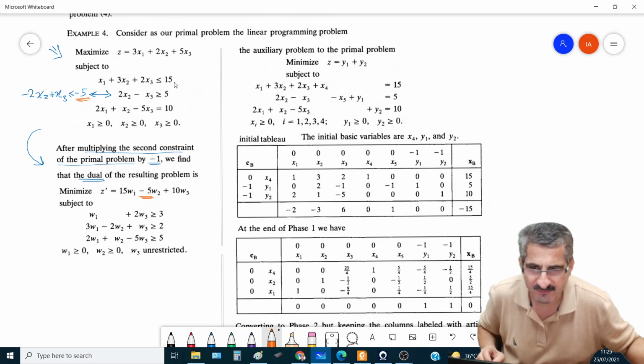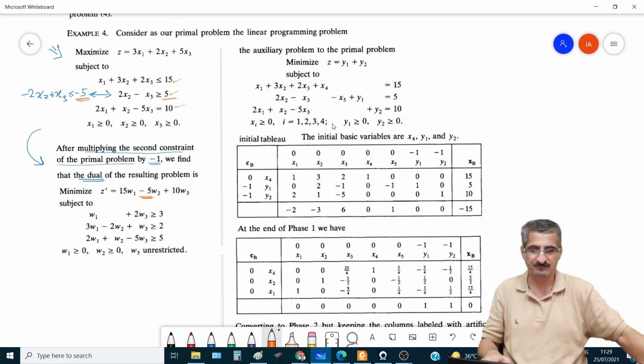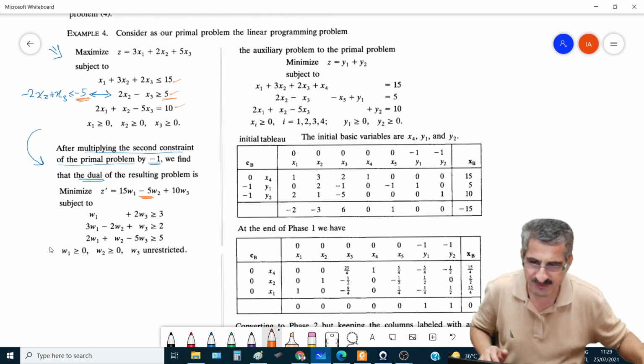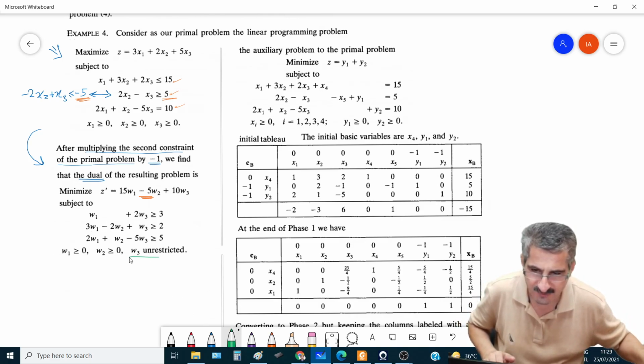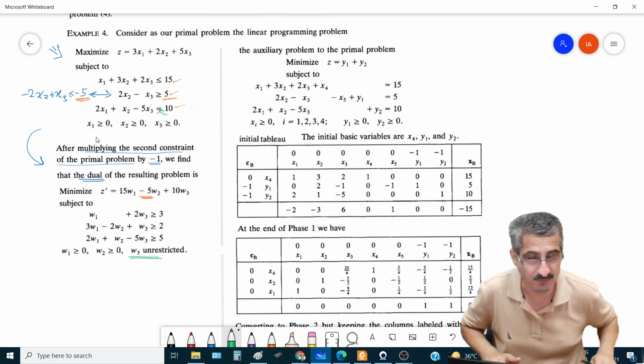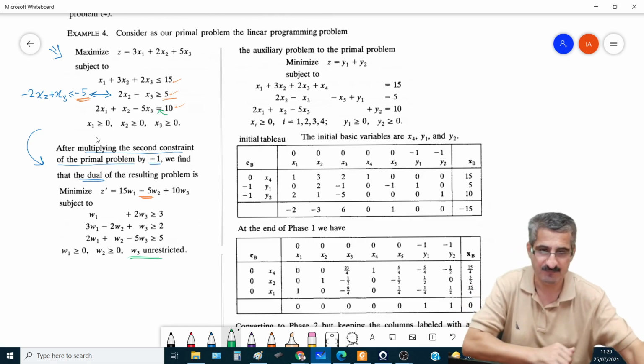We don't have 15, 5, 10 as we used to. No, we will replace the 5 with negative 5. Okay? Good. So this is the dual problem, and pay attention that W3 is unrestricted, and the reason is this equality.